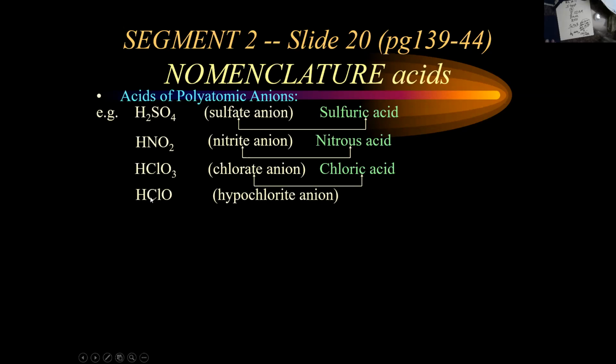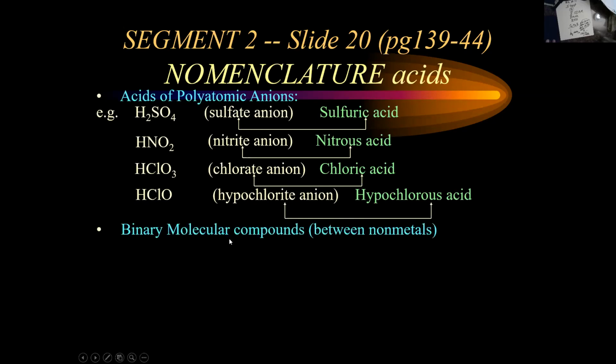Now, what's this called? OCl minus is one of the polyatomic anions. It's called hypochlorite. How are you going to make the acid? Real easy. Just change ITE to OUS, and you've got the acid. So you see, if you memorize these anions, if you memorize that as hypochlorite, you know this acid is hypochlorous acid. The only thing you're changing is the ITE to OUS.